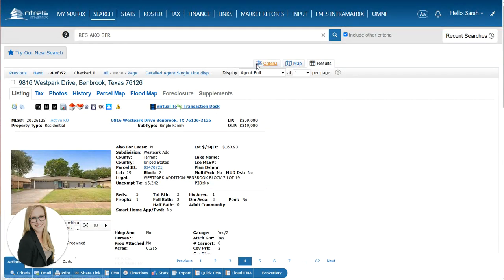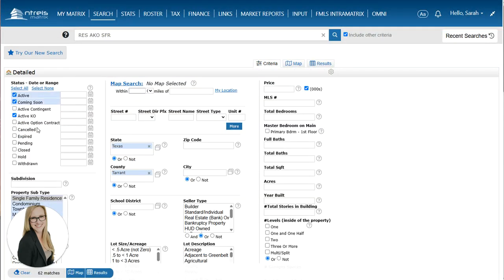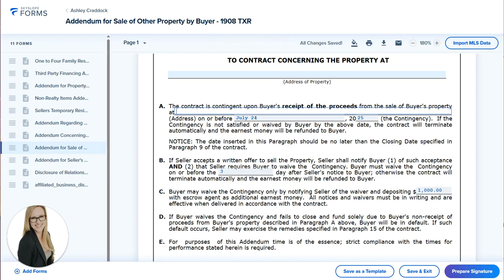When I have a buyer set up on a search, the 3 settings I have them set up on are active, coming soon, and active kick out, because that is the one time when a home under contract can have a first buyer taken out of first position for a new buyer. So in this scenario, it says if the seller accepts a written offer for the property sale, the seller shall notify buyer one, meaning the buyer that has the contract first, of such an acceptance, and that the seller requires buyer to waive the contingency. Those are the two options.